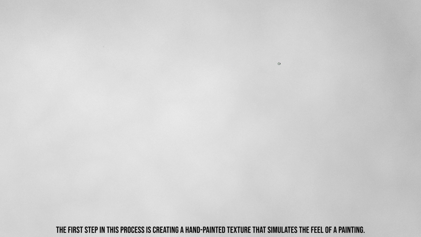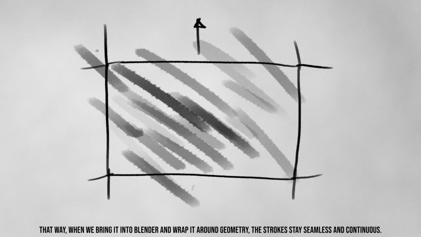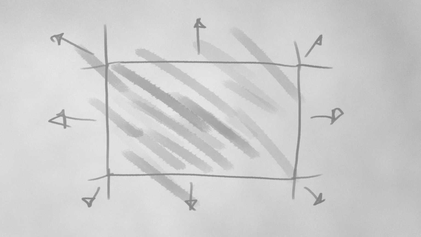The first step in this process is creating a hand-painted texture that simulates the feel of a painting. You can paint one yourself or use a texture you find online. For this project, I decided to paint my own using Krita. The important part here is to make sure that the texture is tileable. That way, when we bring it into Blender and wrap it around the geometry, the strokes stay seamless and continuous. I'll show you how I set that up in the next section.